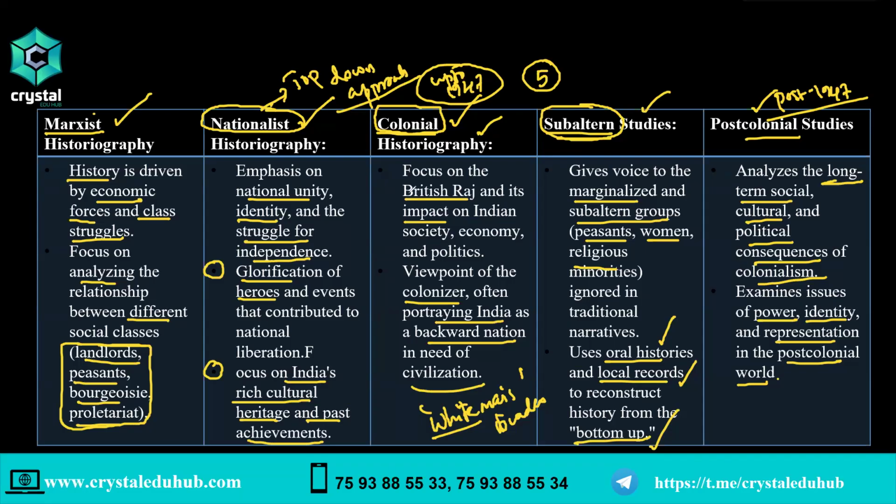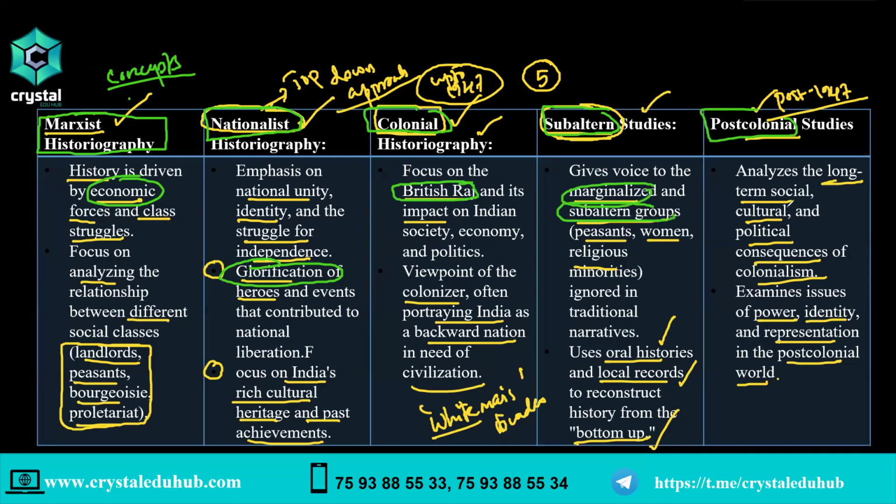So dear students, we had a simple discussion about the basic concepts regarding different schools of Indian historiography. Marxist historiography, we mentioned the economic perspective. National historiography, glorifying India's past. Colonial historiography, legitimizing the British Raj. Subaltern studies, discussing the subaltern or marginalized communities. Post-colonial studies, the consequences of colonialism. These are some of the concepts that we have discussed so far.